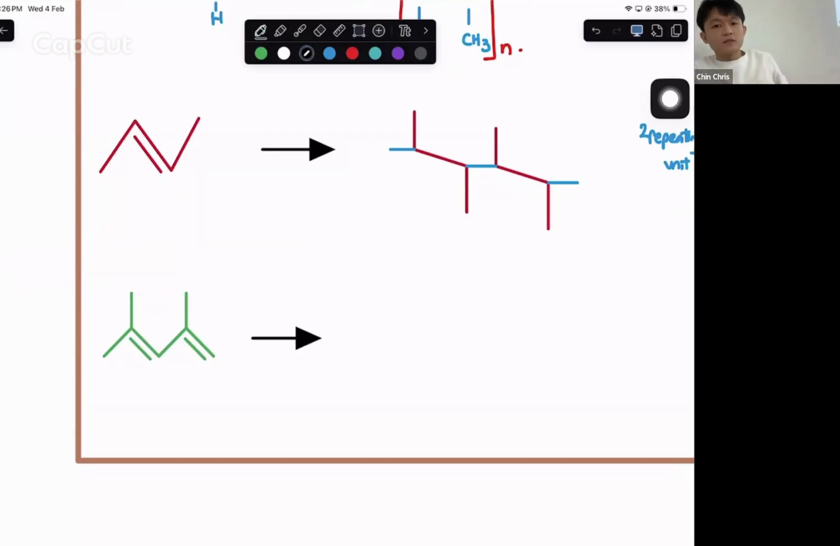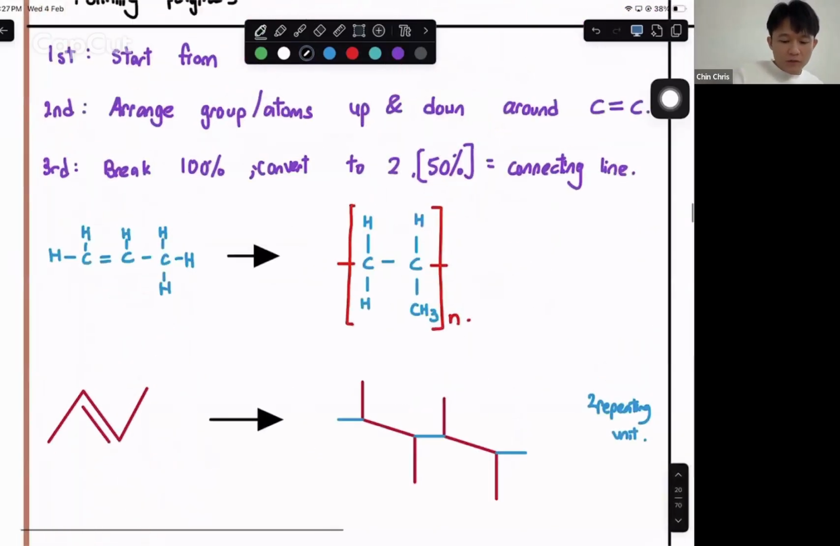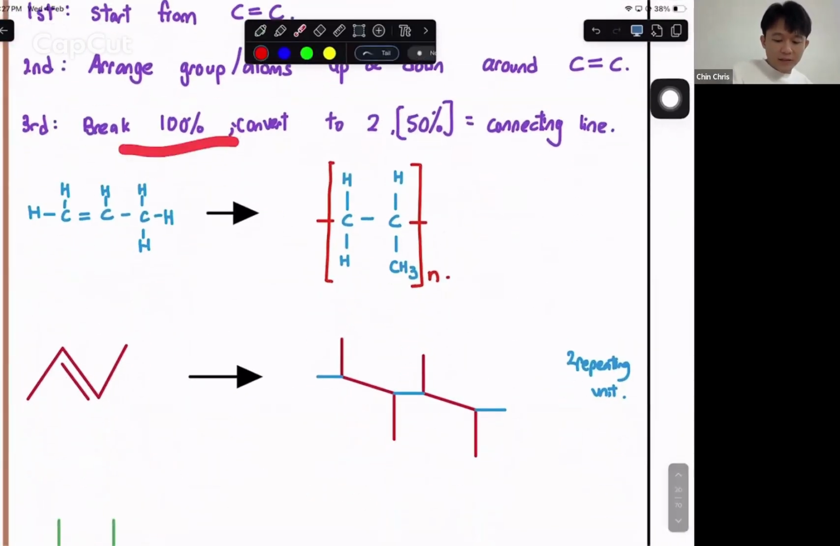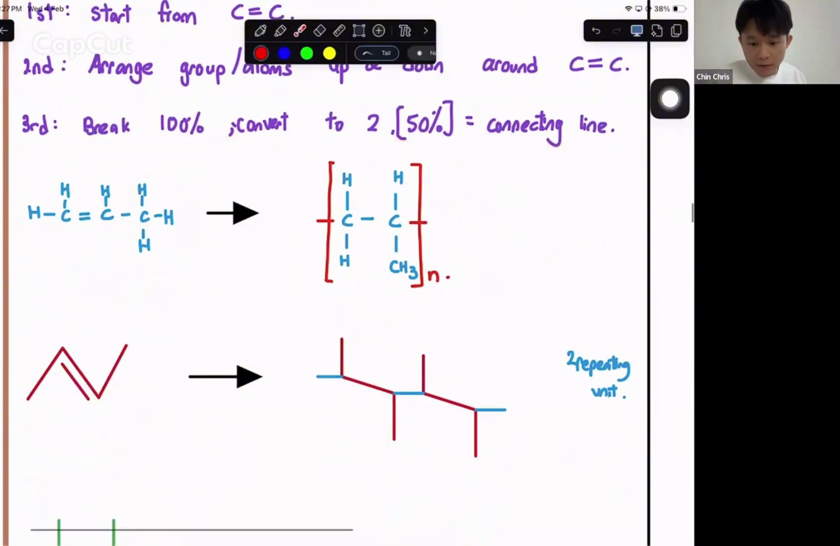All right guys, for this one, just draw it out first. I don't think any one of you can solve this, because in order to solve this, you have to be very good at breaking 100% and turning it into 2 times 50%.